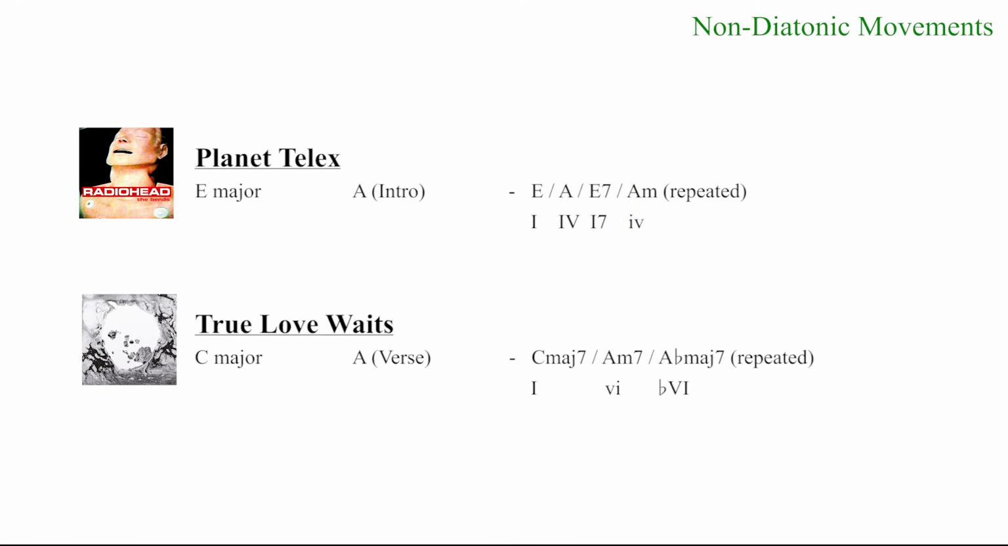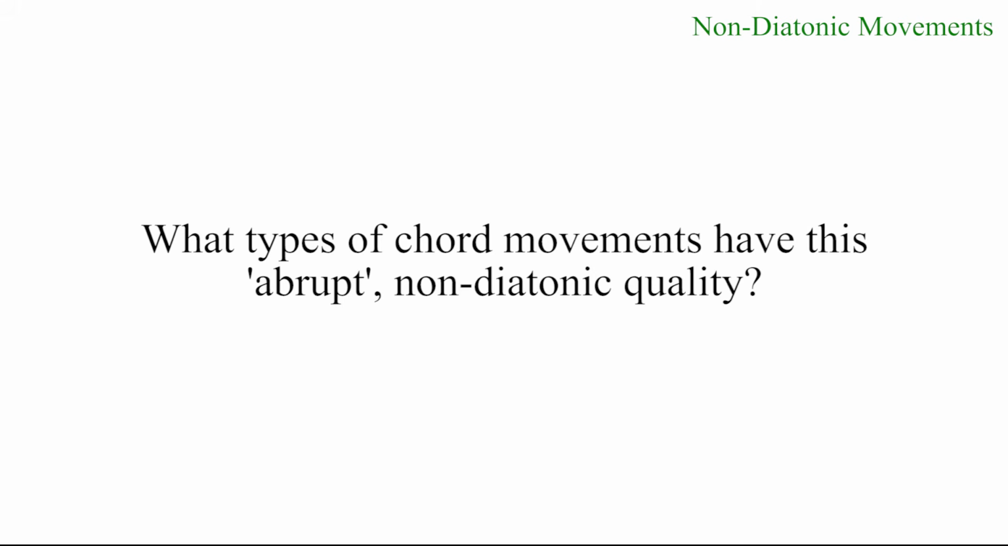In contrast, the individual chord changes of True Love Waits are more abrupt. C major 7 and A minor 7 both fit in C major, but no diatonic key contains both A minor 7 and A flat major 7, or both A flat major 7 and C major 7. The slightly unsettling impression made by these movements adds complexity to the song's overall use of functional harmony. All of this invites the question, what types of chord movement have this abrupt non-diatonic quality?